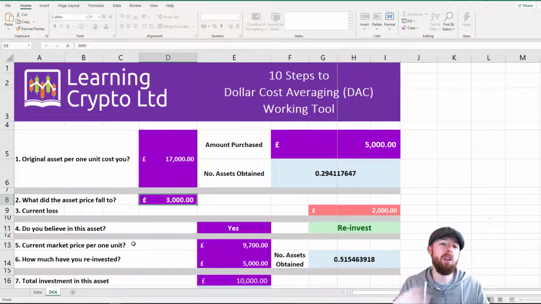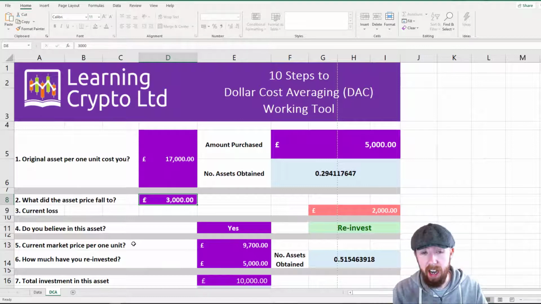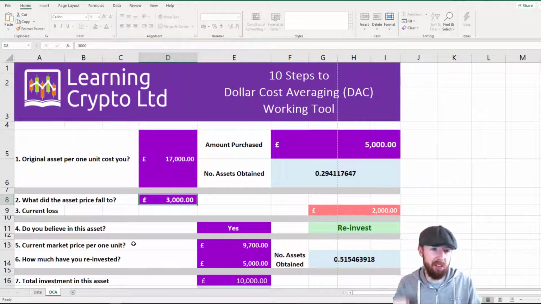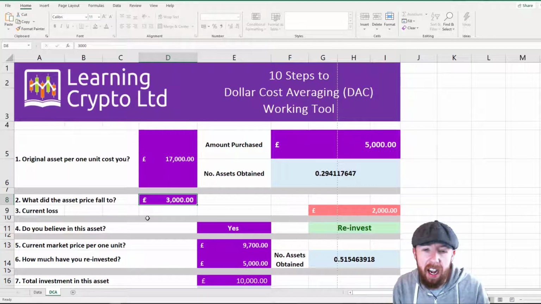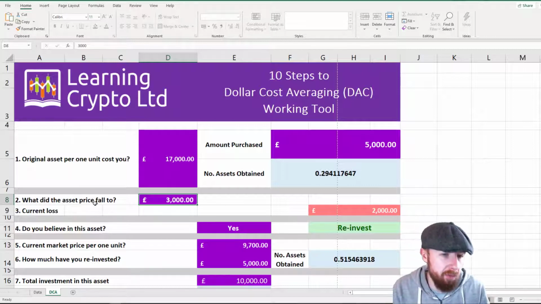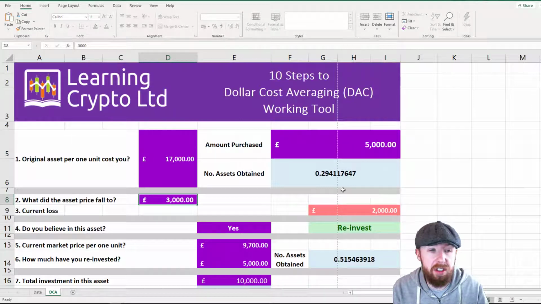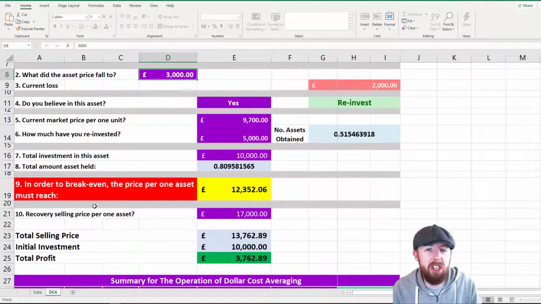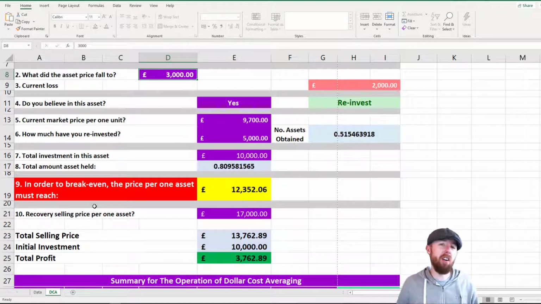So, let's just say you bought an asset of Bitcoin, 17,000 worth of them, for 0.29 BTC at the time. You bought this back in December 2017 because you FOMO'd. The asset actually did fall to $3,000. You would have lost, you know, 2,000 of your Wonga essentially very, very quickly. So that was how that was. So you still believe in the asset? Yes, you do. That will give you a green light to go, okay, reinvest.